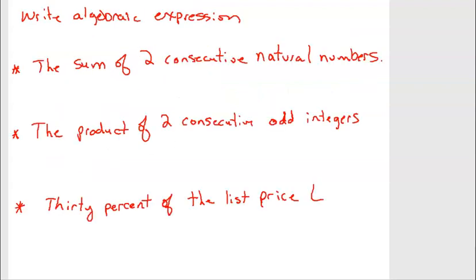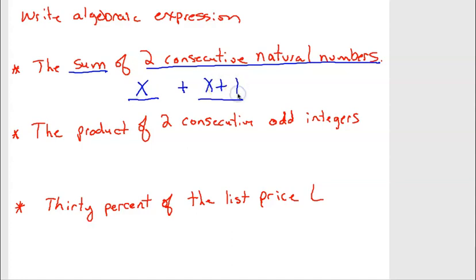So here, let's go backwards. I write the words, and you have to write the expression. This is the sum, so that means I'm adding two things, two consecutive natural numbers. Consecutive means one after the other, like 5 and 6, or 20 and 21. I don't know what they are, so the first one's going to be x, and the next consecutive number would be x plus 1. Like 6 and 7: one is 6, and the other one is 1 more than that. So here is two consecutive natural numbers.